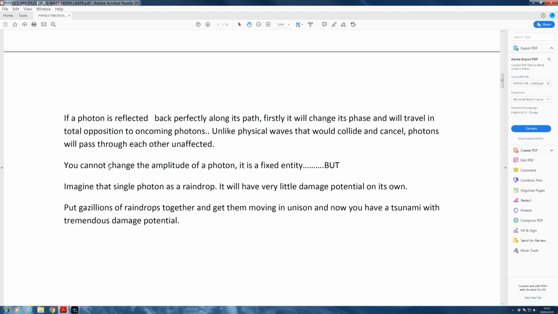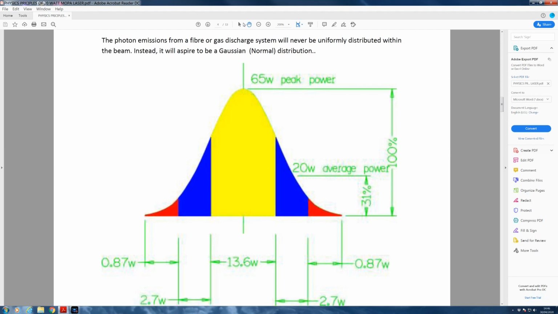Imagine a tsunami. Look at the potential damage you can do with a tsunami wave. The beam on this 20 watt fibre laser machine is basically no different than the format of the beam on the CO2 gas discharge laser. And what I'm saying here is the density of the photons is maximum right at this point here, right down the centre. Okay, this is the highest point on the graph.